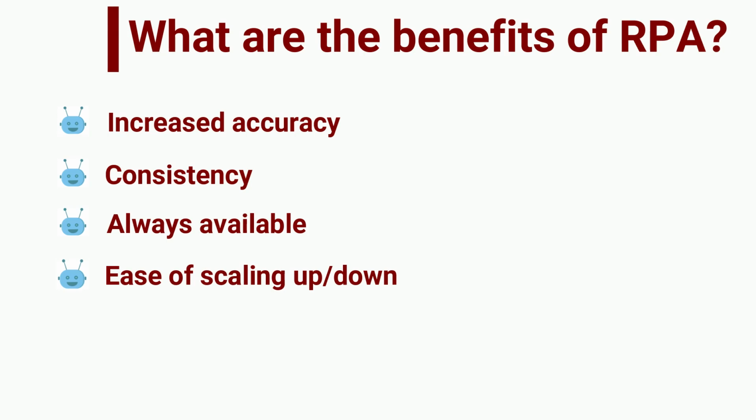Ease of scaling up or down. When there's a lot of work to be done, more robots can easily be deployed. The reverse can be done when there's little work to do. The decision to scale up or down can be made within a few seconds, as opposed to downsizing or upsizing human resources, whereby some HR decisions and processes have to be considered.